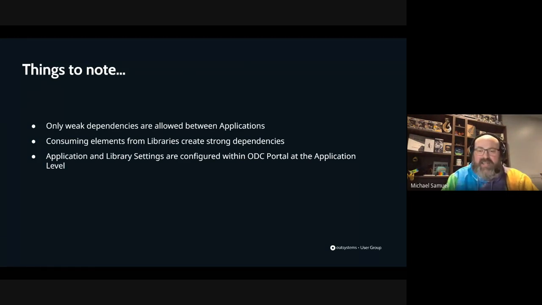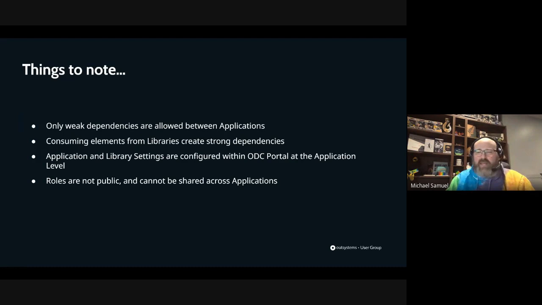So you can have settings that you create at either an application or library level, but when you go to set those within ODC portal, you won't find them at the library level. They'll actually be configured and set at the application level, which is a bit of a change from OutSystems 11.